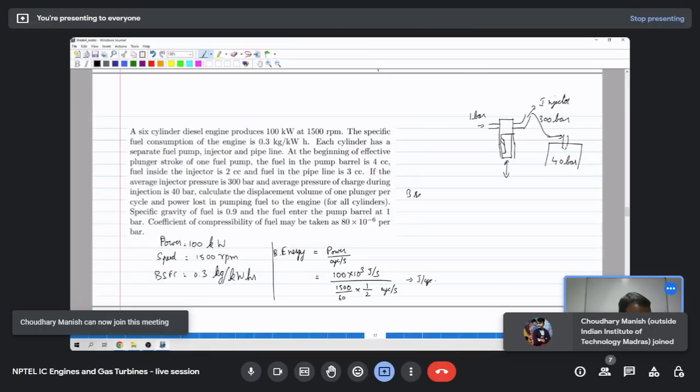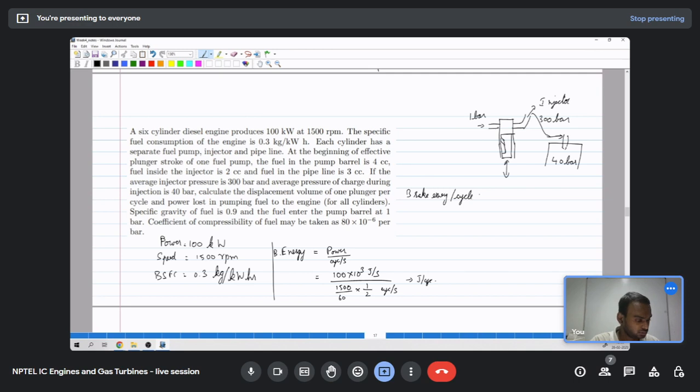So brake energy per cycle is 8000 joules, and we have a 6-cylinder engine, so that means brake energy per cycle per cylinder is 8000 by 6, so that is 1333.3 joules.